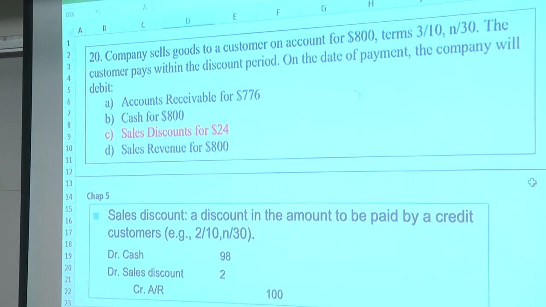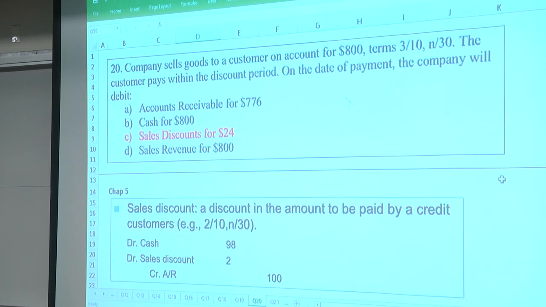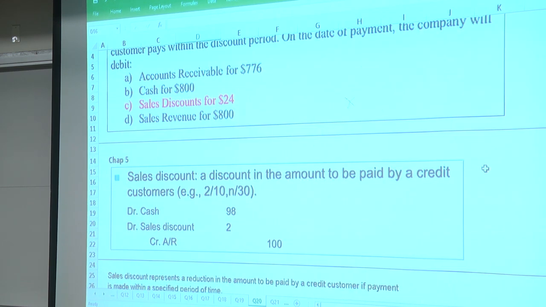Moving on to question 20. Company sells goods to a customer on account for $800, terms 3/10, net 30. The customer pays within the discount period. On the date of payment, the company will debit. Okay, so now we're moving on to Chapter 5 over here.